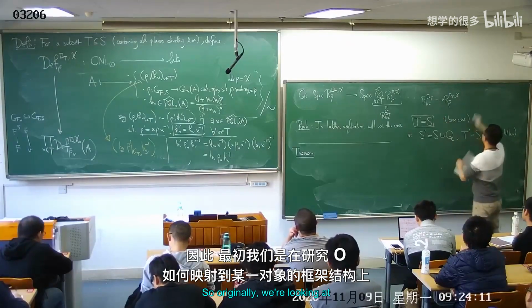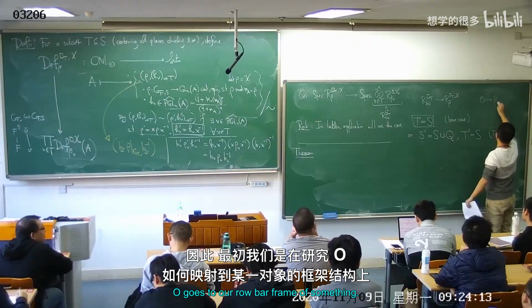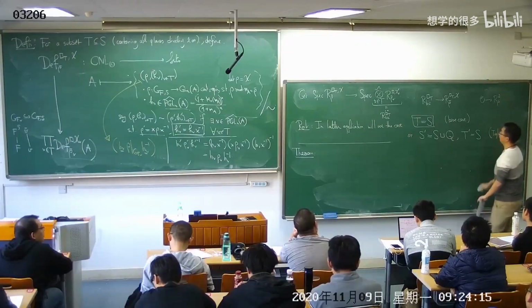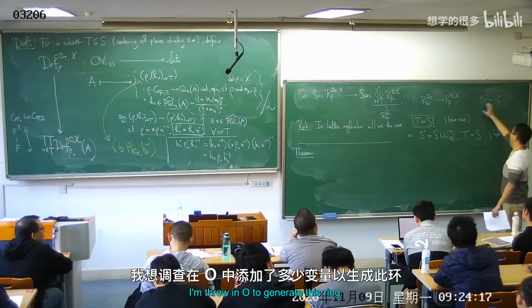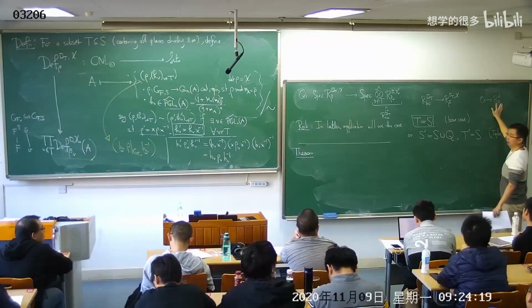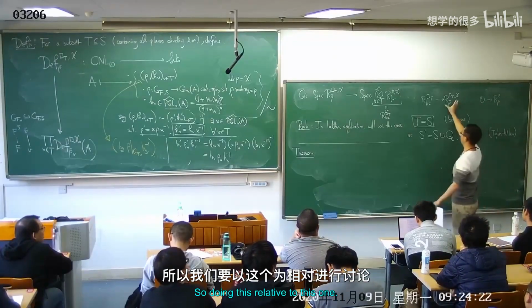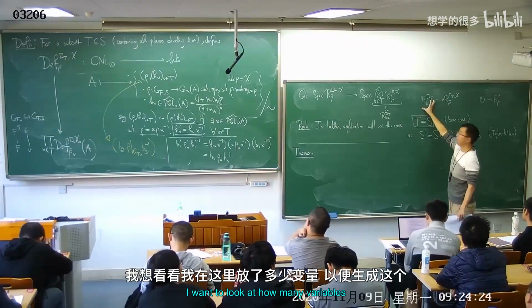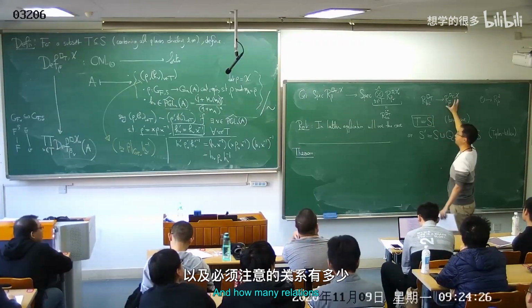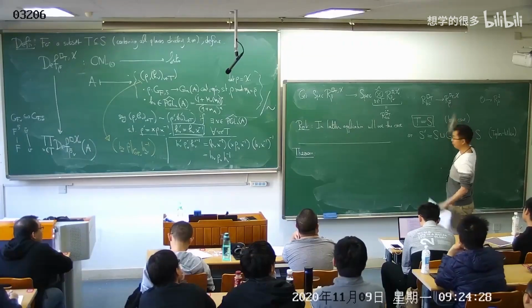Originally we're looking at O going to R rho bar frame of something. I want to look at how many variables I have to throw into O to generate this ring. Now I want to do it relative to this one: how many variables I have to put in so that I generate this, and how many relations I have to quotient out by. So that's what the theorem is.